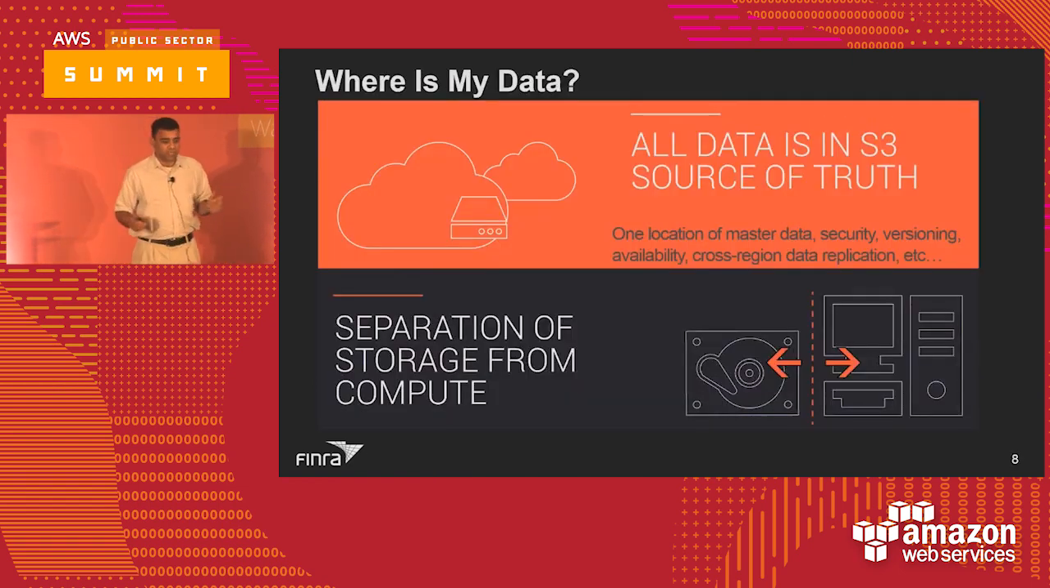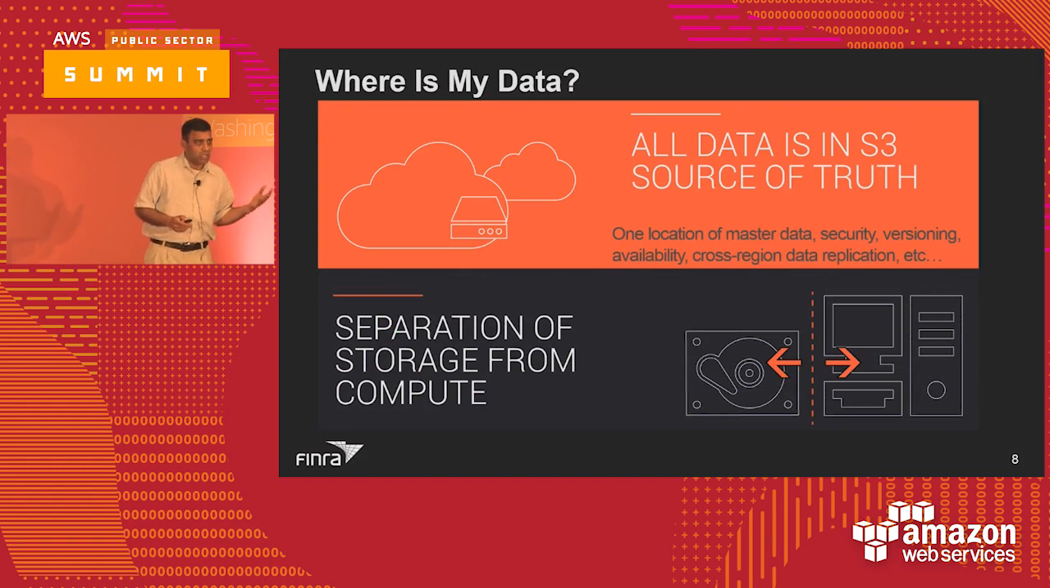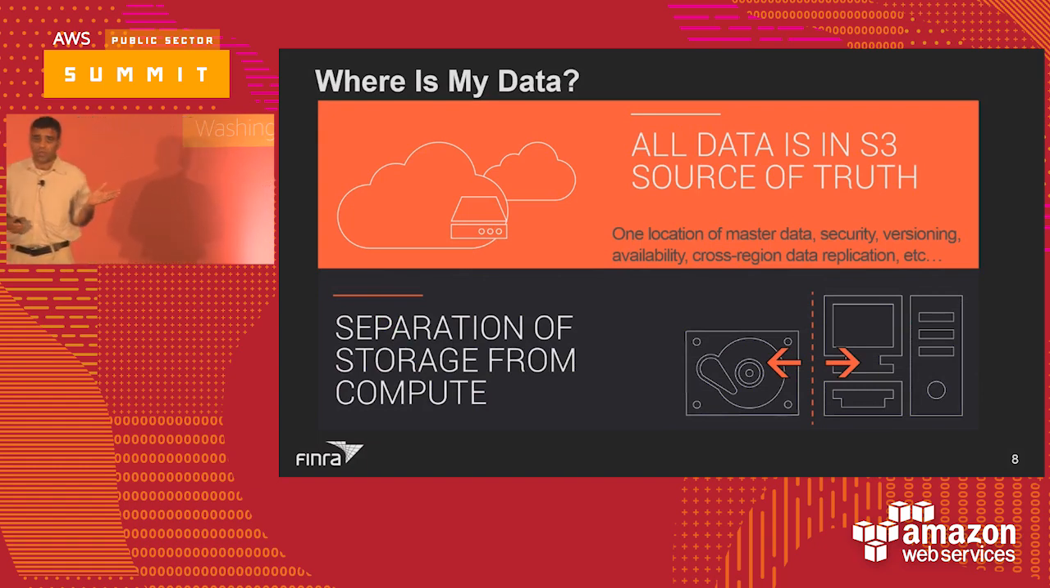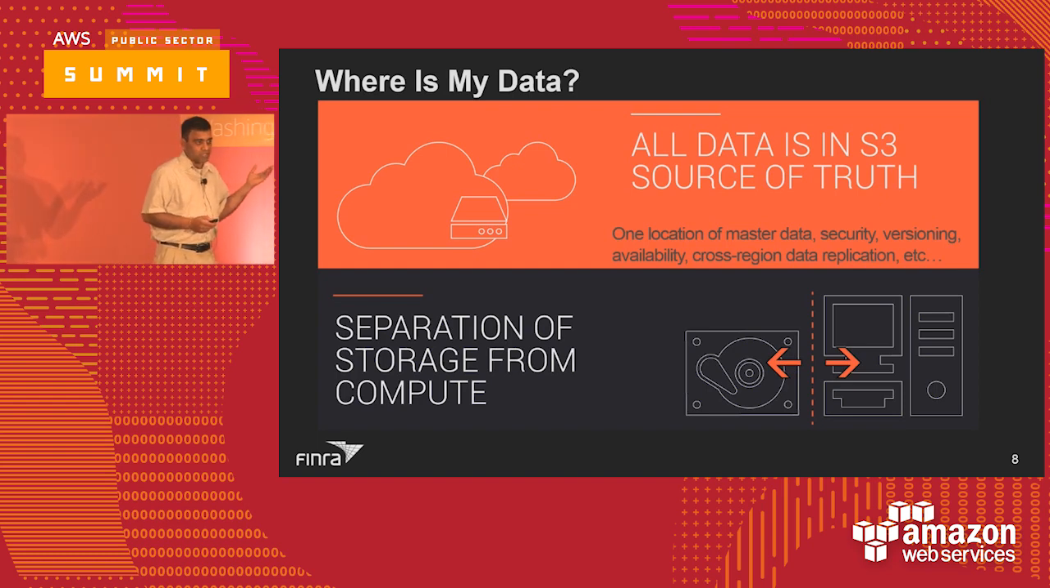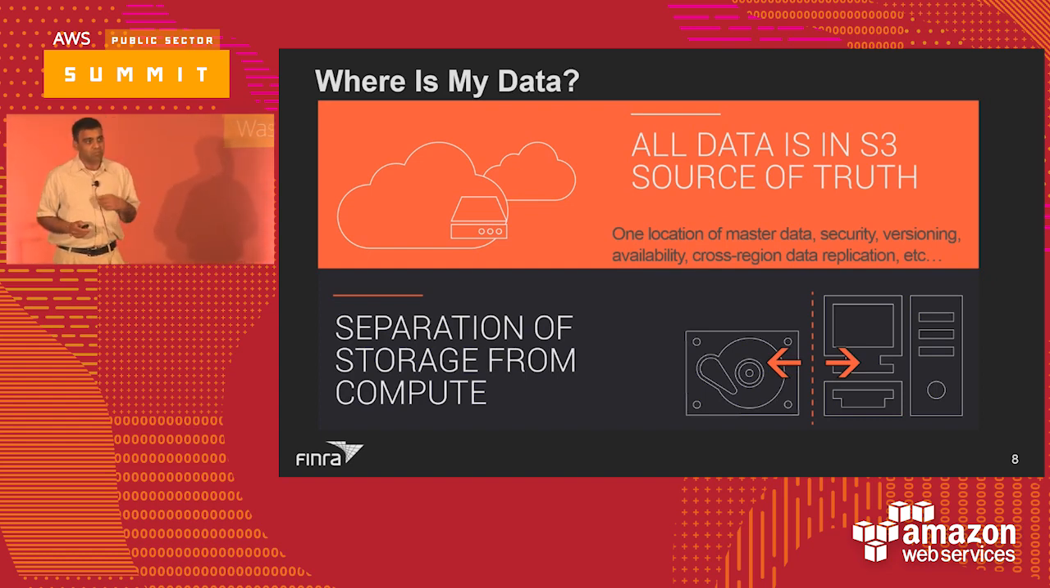And where is our data? All the data that we have is in S3. S3 is our one source of truth. We keep all our S3 data in the East region. We constantly replicate to the West region. And based on our retention policy, we also push it to Glacier. And if we need data from Glacier, we take it back and put it in S3 and use it again. So everything is in S3, and storage is separated from compute.